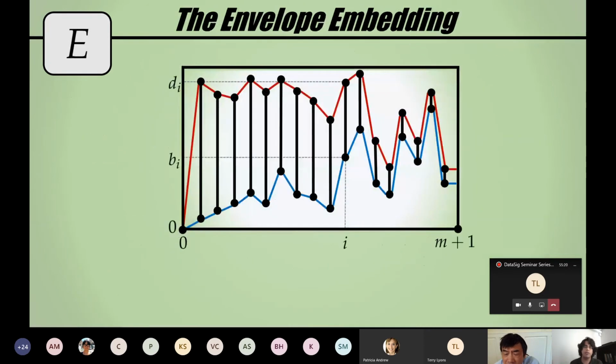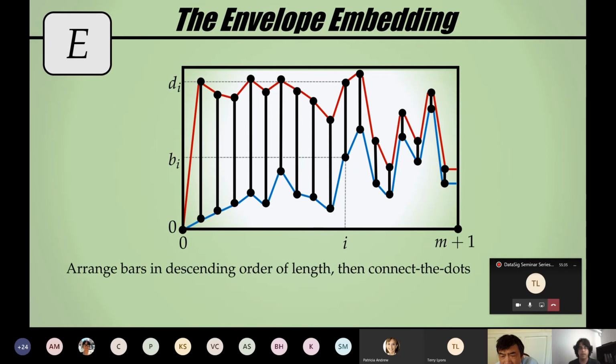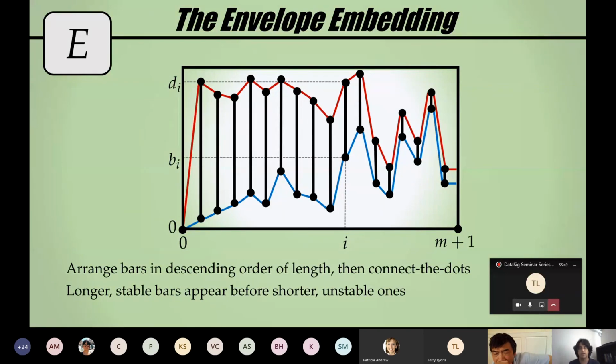You just lay out your bars, birth and death, in descending order, and then you connect all the deaths and you connect all the births, and you get two curves, no matter what the number of bars is. It's always two curves. This is called the envelope embedding. And so you get a birth curve and a death curve out of it. And the point is that the longer, stabler bars appear before the shorter, unstable ones. So if you truncated this at some point, you'd still have all the stable information living on the left.